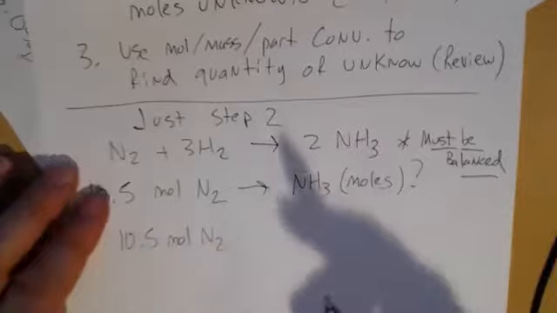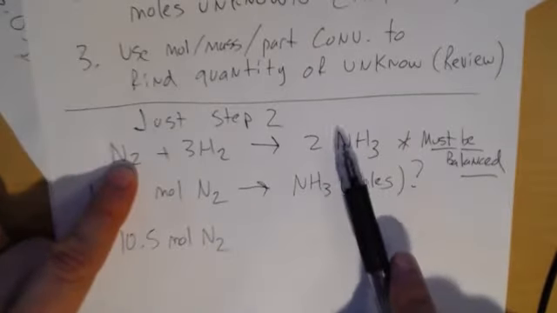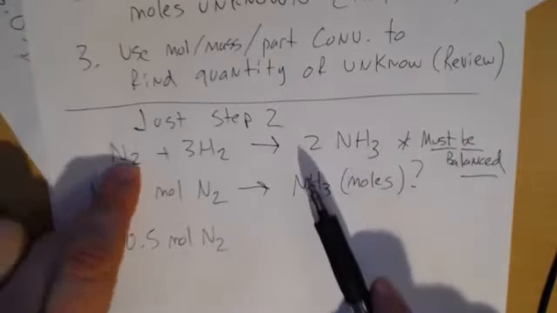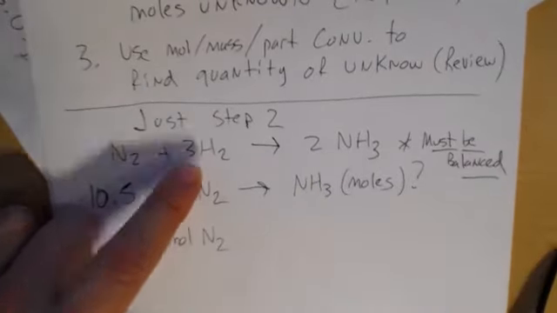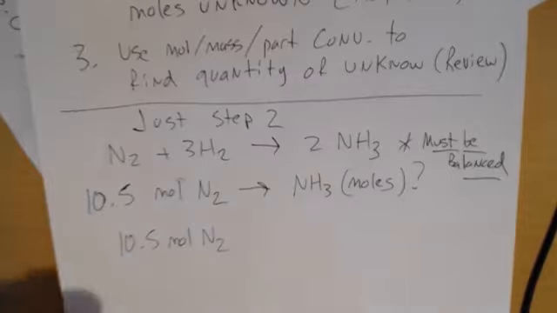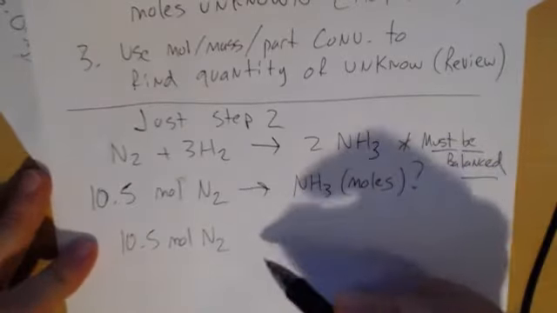There are 2 nitrogens here, there are 2 nitrogens there, there are 6 hydrogens there, and there's 2 times 3, so 6 hydrogens there. This one's nice. We could do some more balancing later, but this one's quick to check.